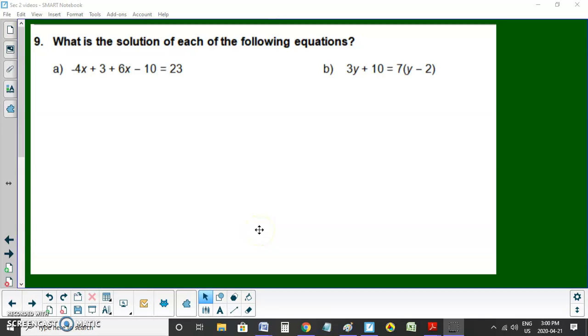Okay, here we have two equations we need to solve. Since there are equal signs here, these are equations, right? And we need to find x. Let's start with letter A.